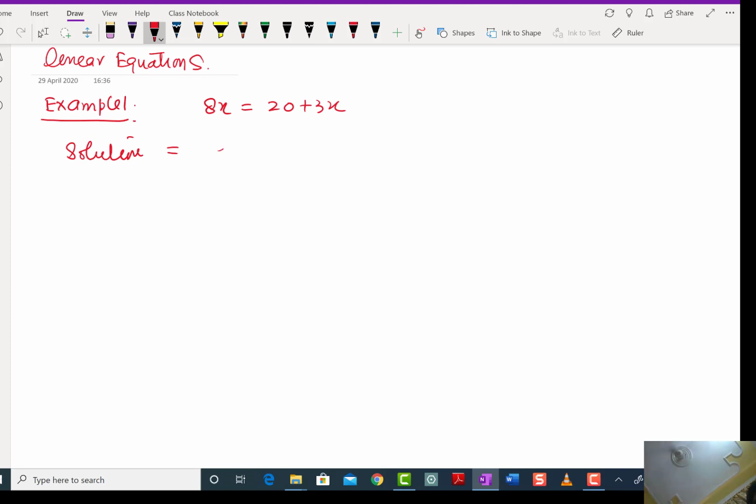Okay, fine. So 8x minus 3x is equal to 20. We will shift all the x's to one side, the numbers on the other side. Now we'll do subtraction. 5x is equal to 20. So we have to find the value of x. 5 will go there and it will divide. It will divide by 5, 4 is the answer.